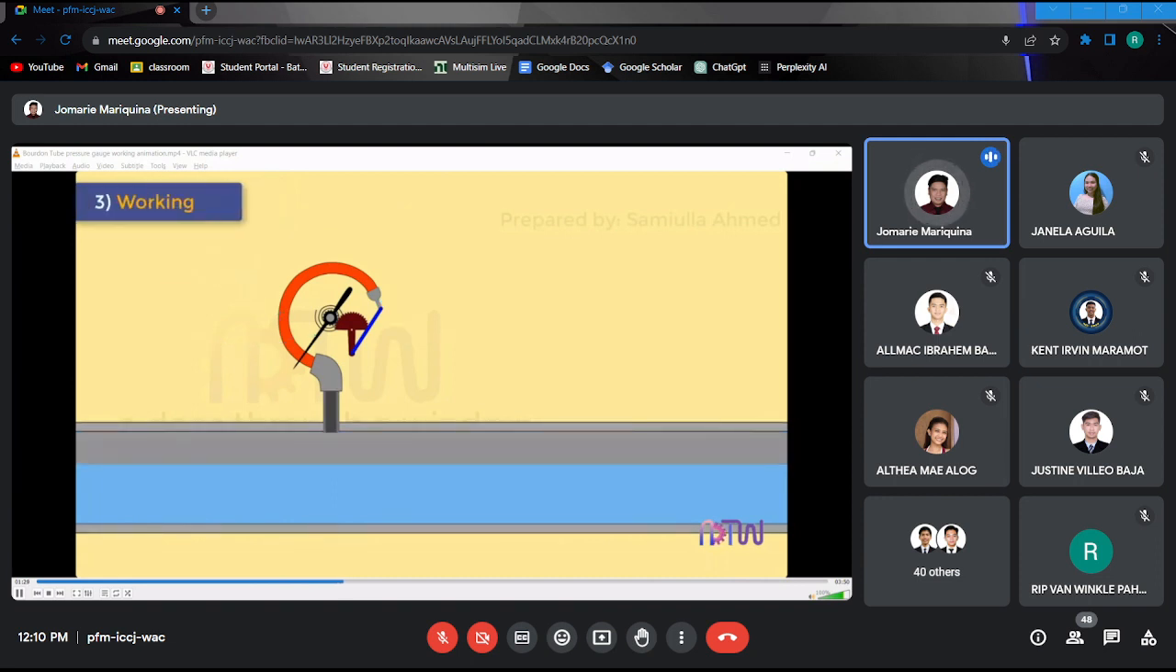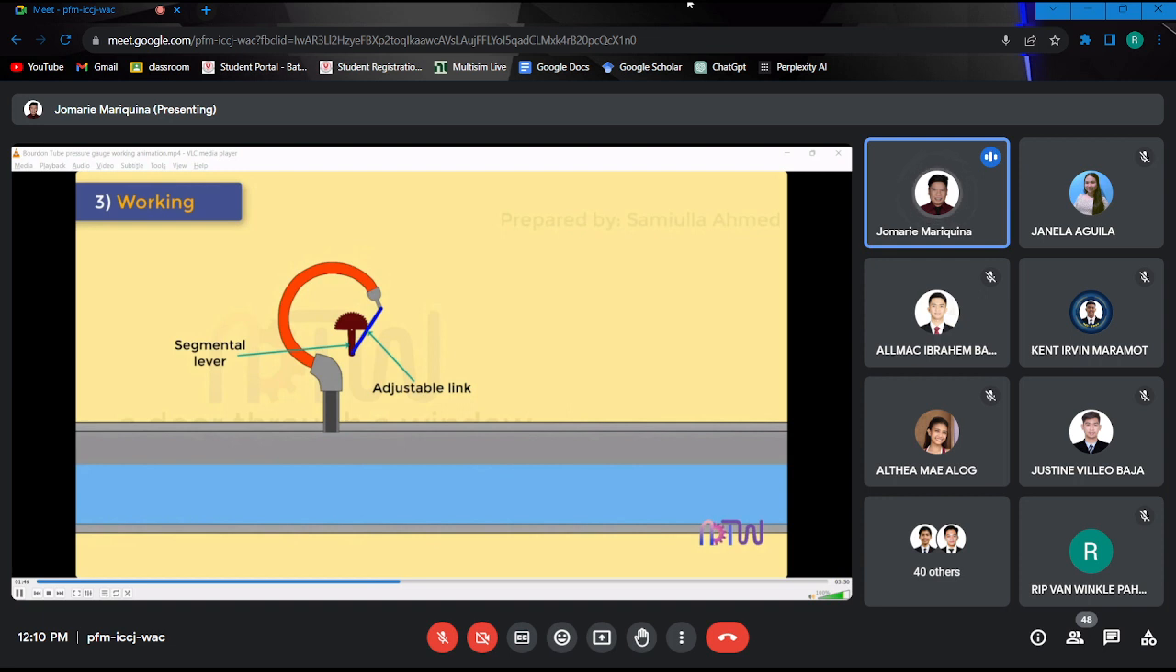Working of Bourdon tube pressure gauge. As the fluid under pressure enters the Bourdon tube, it tries to change the cross-section of the tube from oval to circular, and this tends to straighten out the tube. The tip of the Bourdon tube is connected to a segmental lever through an adjustable link. The segmental lever end on the segment side is provided with a rack, which meshes to a suitable pinion mounted on a spindle. The segmental lever is suitably pivoted, and the spindle holds the pointer. The resulting movement of the free end of the tube causes the pointer to move over the scale.